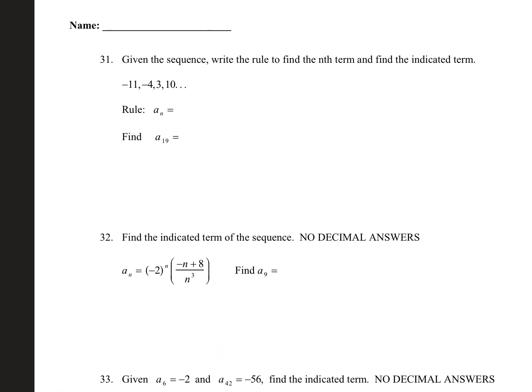All right, same kind of concept. Let's go through this again. Given the sequence, write the rule. All right, I need to know two things to write the rule. I need to know the first term, and I need to know what's happening each time. How did I get from 11 to negative 4?